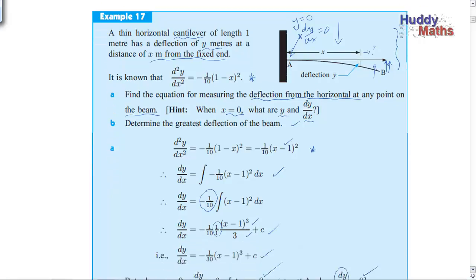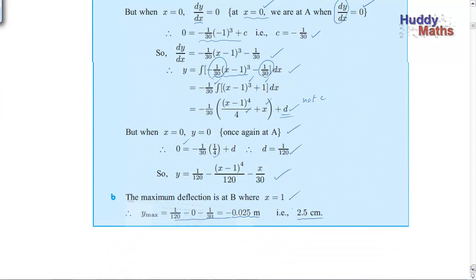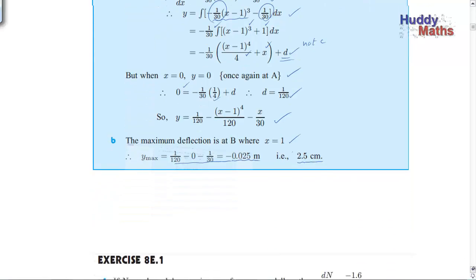So do you get the idea there of what we're doing? We're trying to find that maximum deflection. We've got to do two integrations of our second order differential equation. So we come back twice there. Okay, so let's have a look now at doing some yourself.